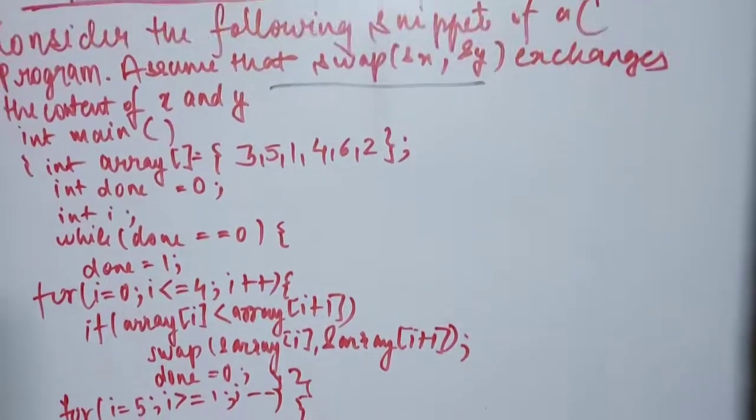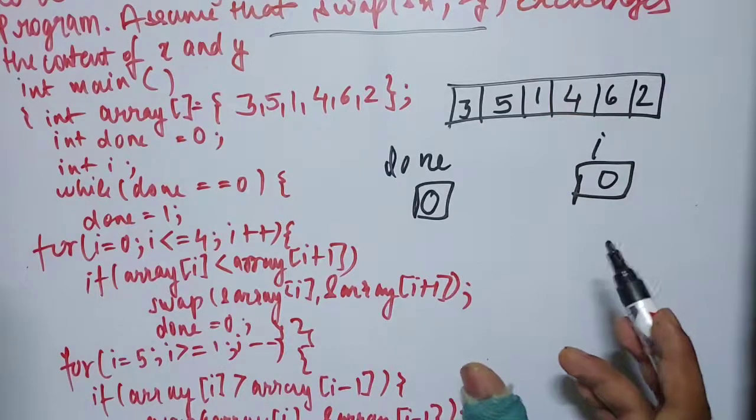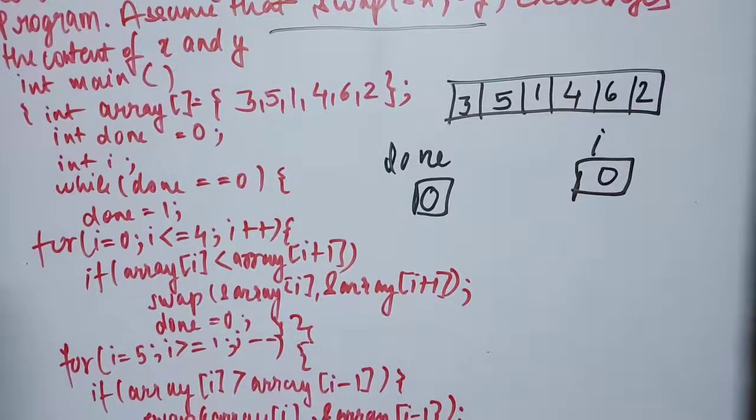First, draw our array. I have represented here the array and the done variable initialized as 0, and i is also initialized to 0 for the first for loop. Now let's start our iteration for the first for loop.